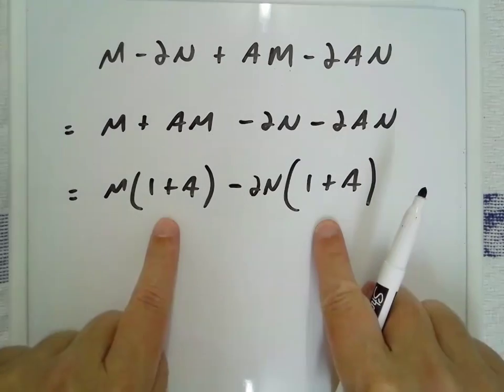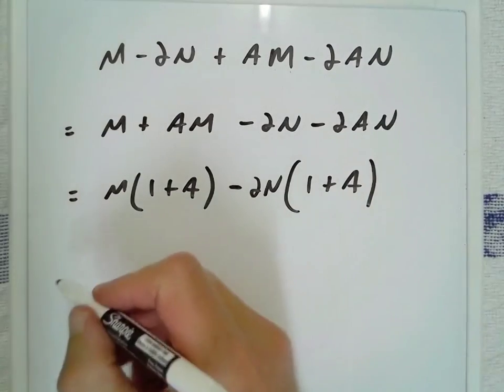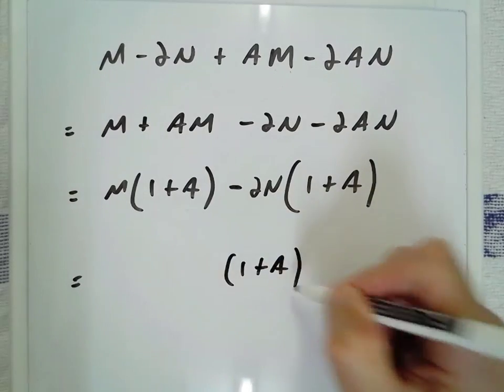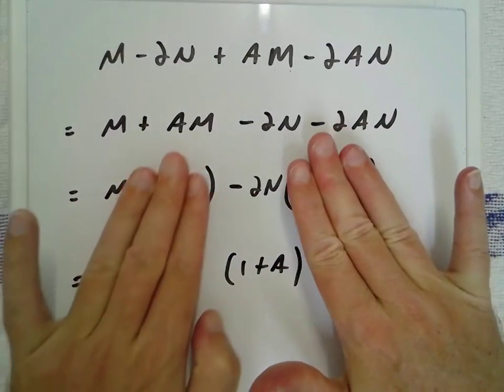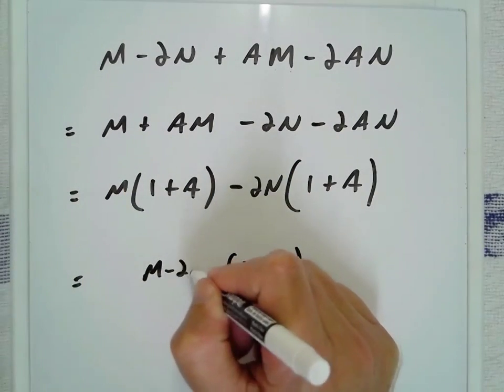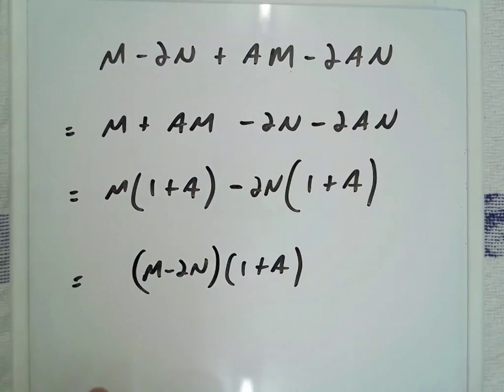Okay. As soon as we got that bracket the same, we're going to keep going and get that our bracket 1 plus a can be taken out. And what's left over? m minus 2n. Voila. Once you get the hang of it, it's pretty easy.